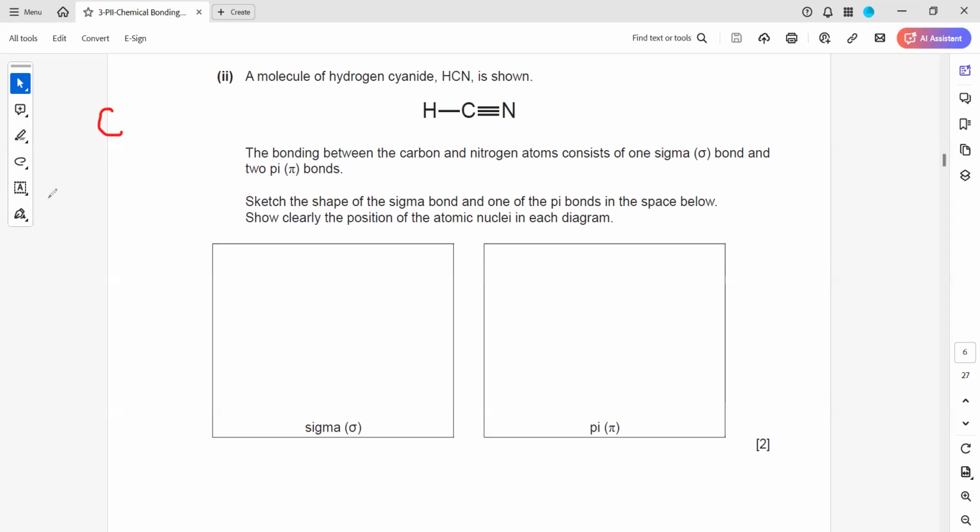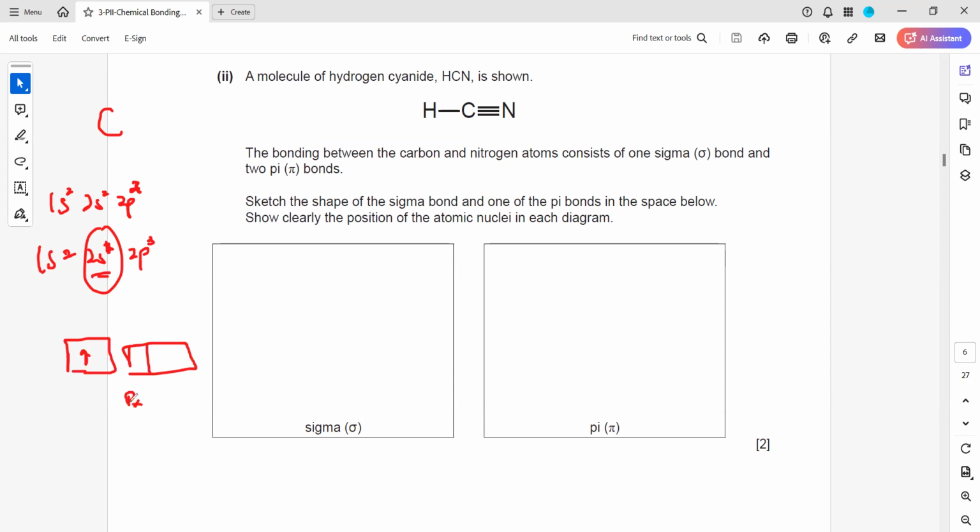So when I write the configuration of carbon, it is 1s2, 2s2, 2p2, but in the excited state it will be 1s2, 2s1 and 2p3. So what is available for bonding? The 2s is available. For bonding, we have 2s available, 2px is available, 2py is also available, and 2pz is also available. These are the orbitals available from the side of the carbon.